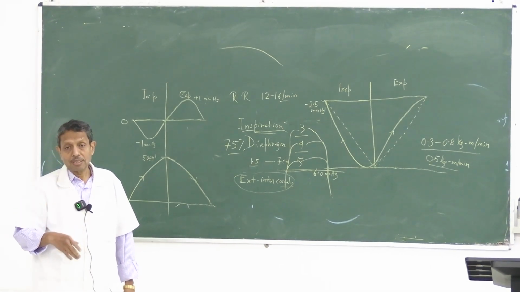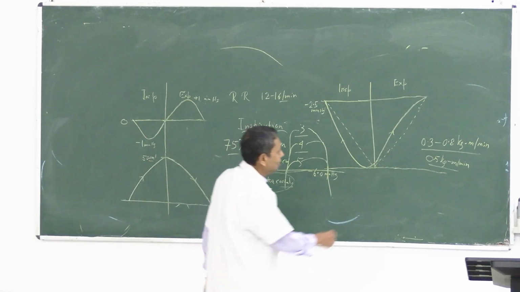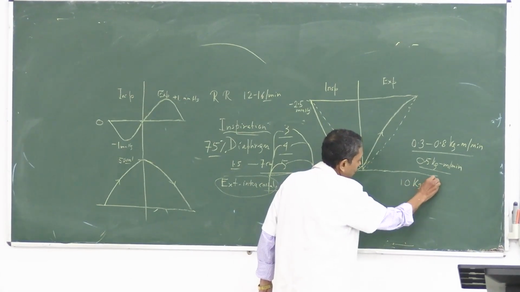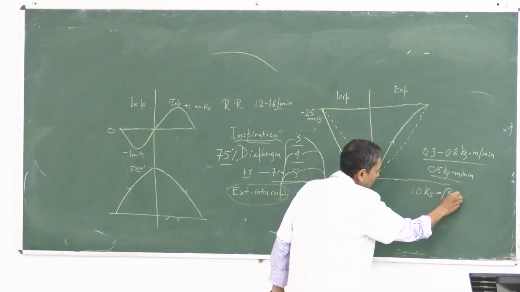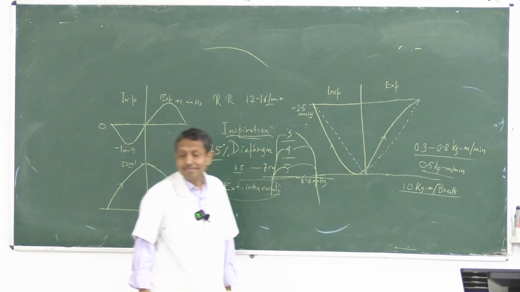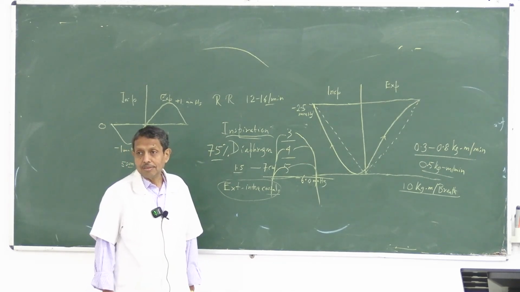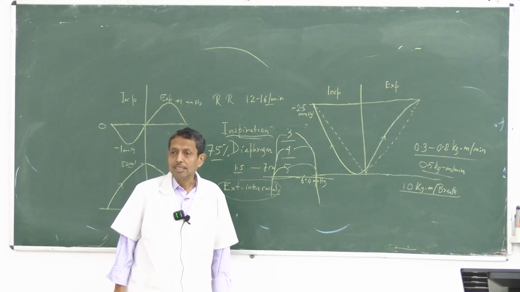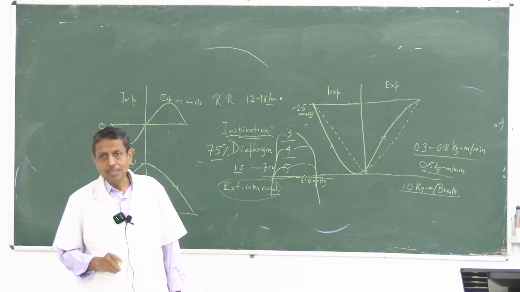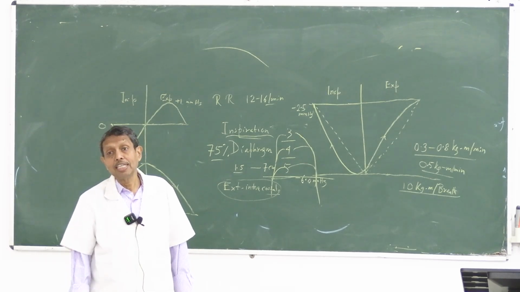Whenever there is maximum effort, taking a deep breath and expiration, then each breath, in that case it is 10 kg meter per breath. But during exercise there is increase in ventilation. In spite of that, only less than 3% of the total energy expenditure is there.